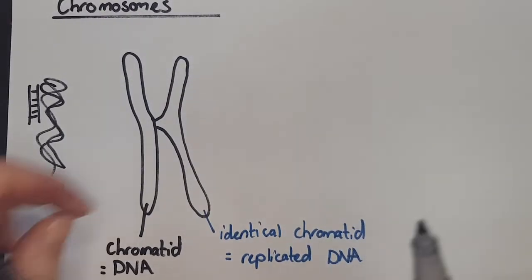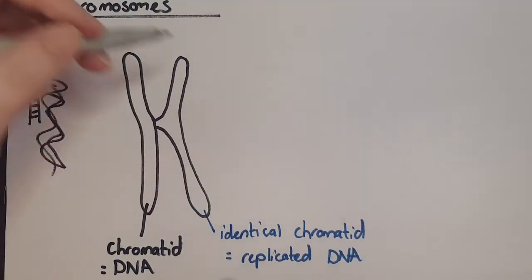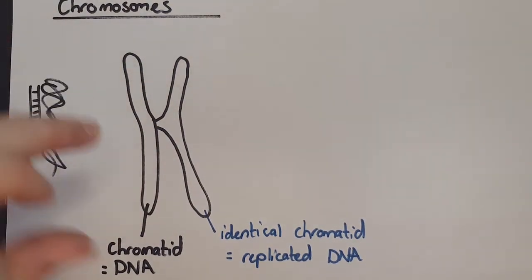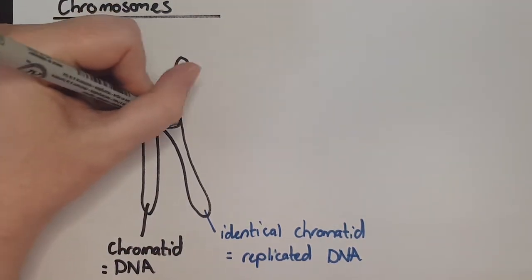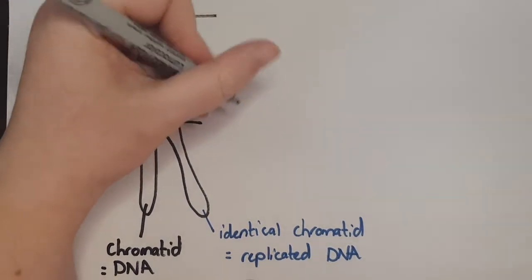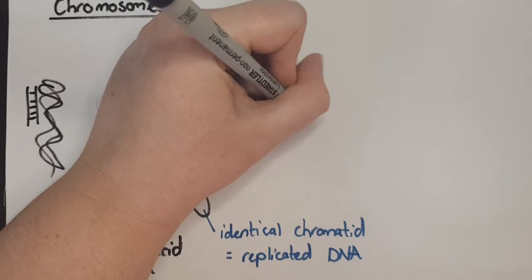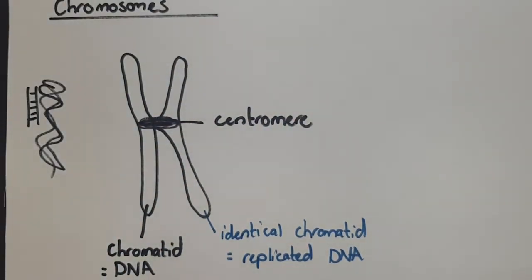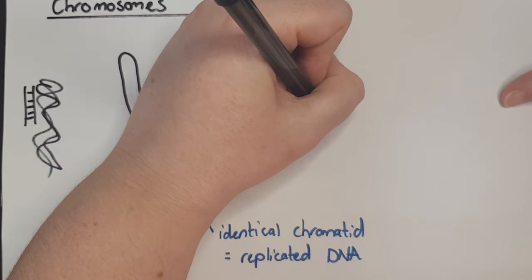Okay, now this whole thing is going to be my chromosome. So it's made up of two chromatids, and in the middle, it's held together by what we call a centromere. So a centromere holds the chromatids together, and it's just a section where bases don't code for anything.